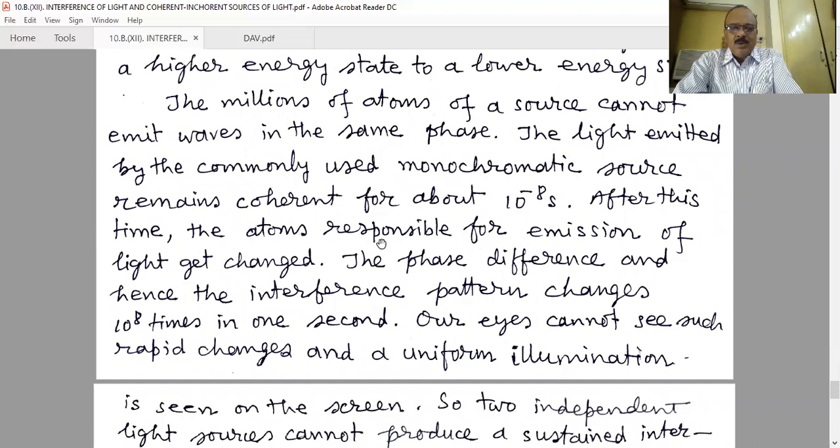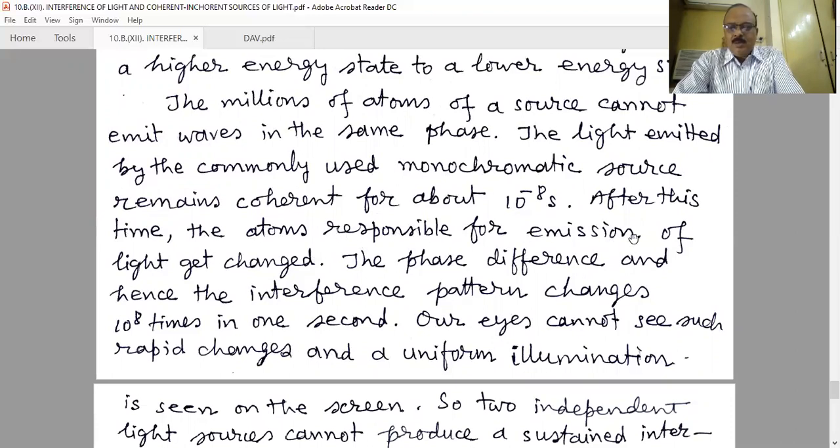After this time, the atoms responsible for the emission of light get changed. Light coming from a particular source is made up of millions of atoms and molecules, and they emit. Not all the atoms, but always some atoms or molecules emit electromagnetic waves or light waves. But the time of emission of light waves by a single atom is about 10 to the minus 8 seconds. Next, light waves are emitted by other atoms.